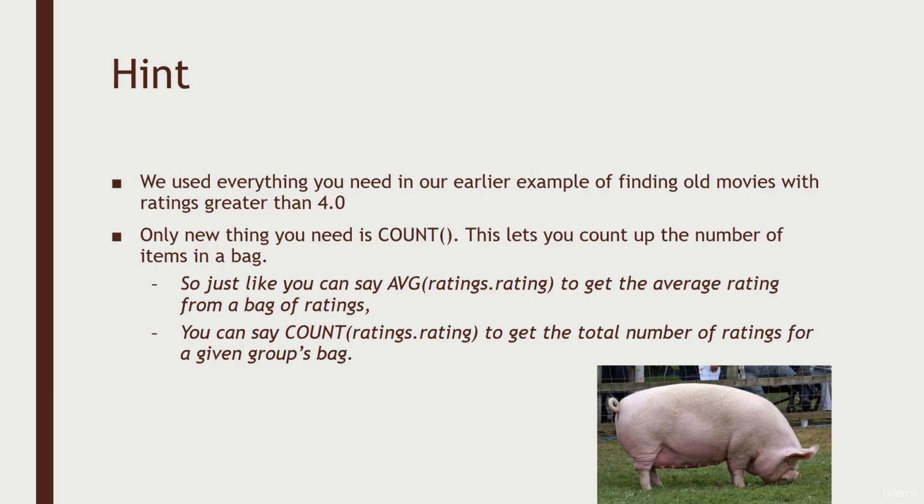But the other thing we need to do is actually get the count of ratings for each movie so we can actually sort by that. So the one new thing you need is the COUNT command. And it works just like AVG, except that it gives you back a count of how many things are in a bag as opposed to the average of all the things in a bag. So that is the one new command you'll need that we did not use in the previous example. So again, just go and take a look at that earlier example that we used, and you can use that as a starting point for sure.